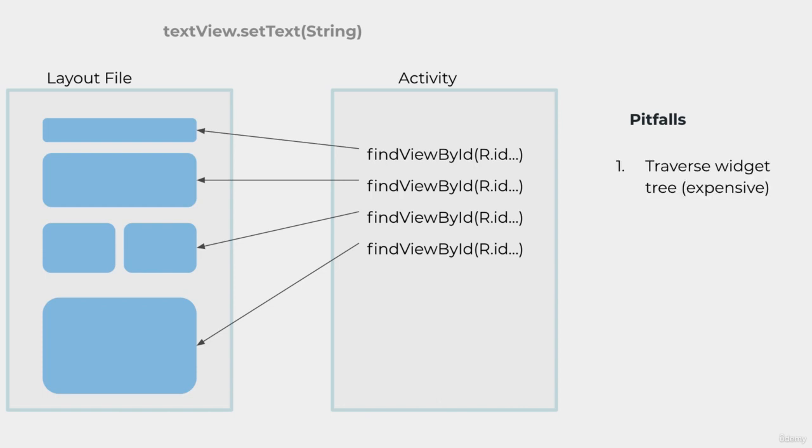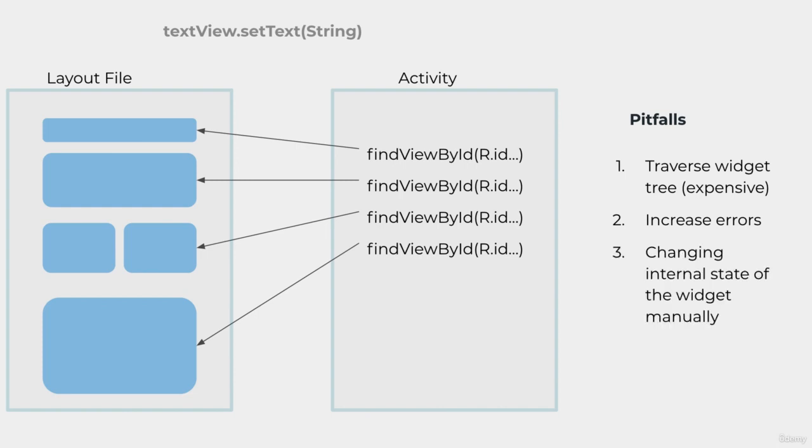First of all, you have to traverse the widget tree, which is very expensive. It takes a lot of computing power. And it also increases errors, because it may happen that the view you're trying to find has long been removed by another function or another class. So now you are looking for something that doesn't exist, or trying to update something that doesn't exist, and you end up with a lot of errors and your app may crash.